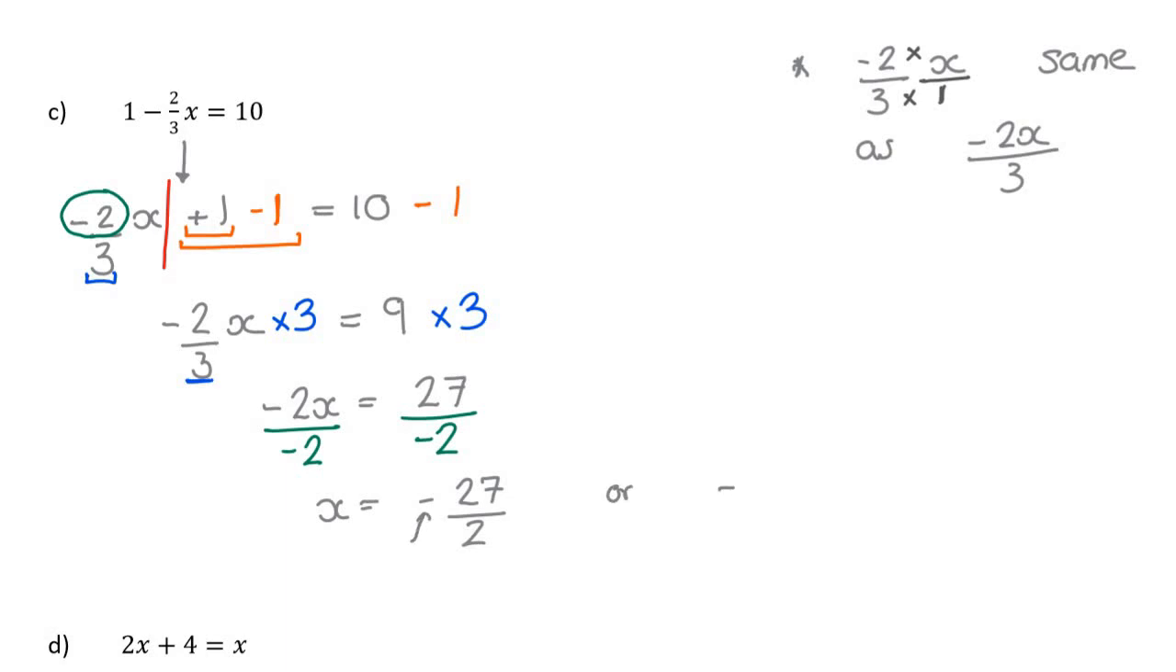It doesn't. You can either write it as negative 27 over 2, or you can write it as 27 over negative 2. We just don't like putting a negative in a denominator, so we would never leave it there.